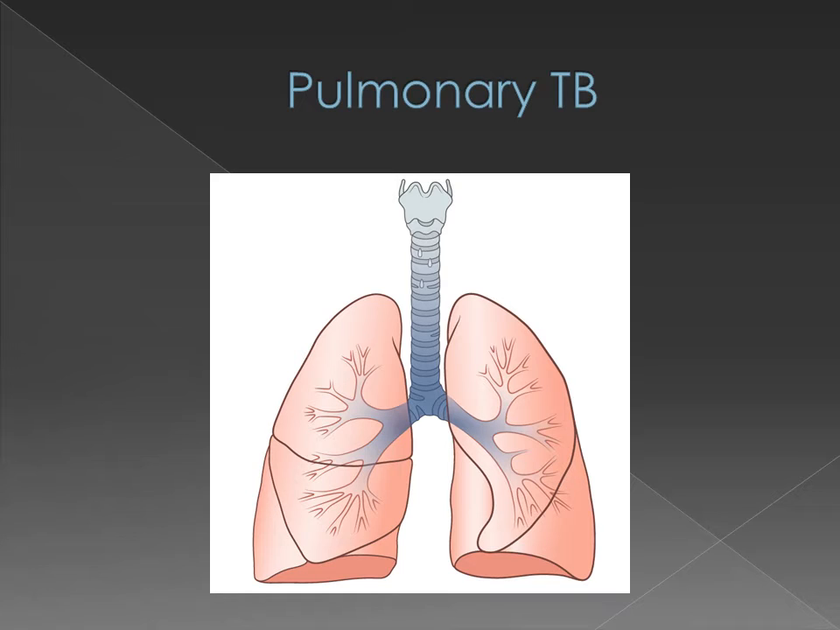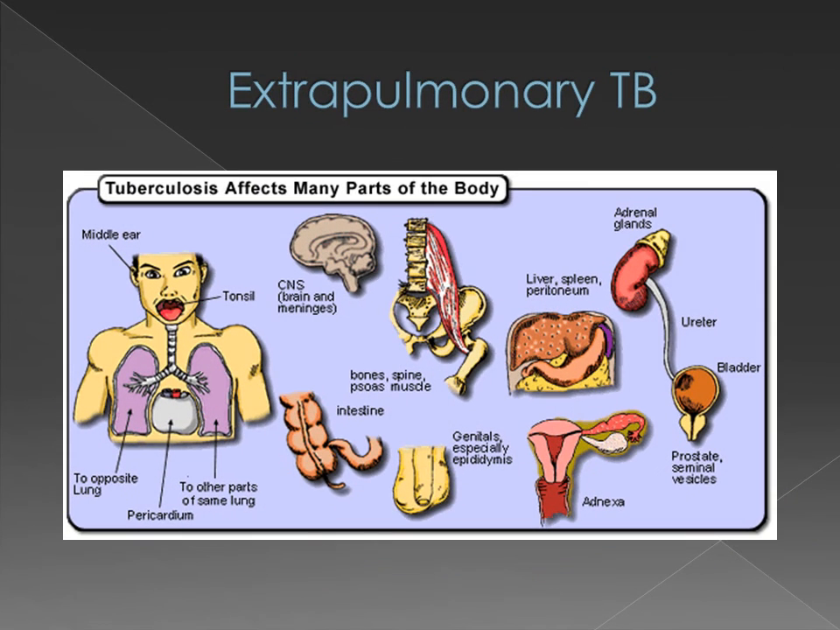Pulmonary TB is TB disease that occurs in the lungs, usually producing a cough that lasts 3 weeks or longer. Most TB disease is pulmonary. Extrapulmonary TB is TB disease in any part of the body other than the lungs, for example, the kidney, spine, brain, or lymph nodes.